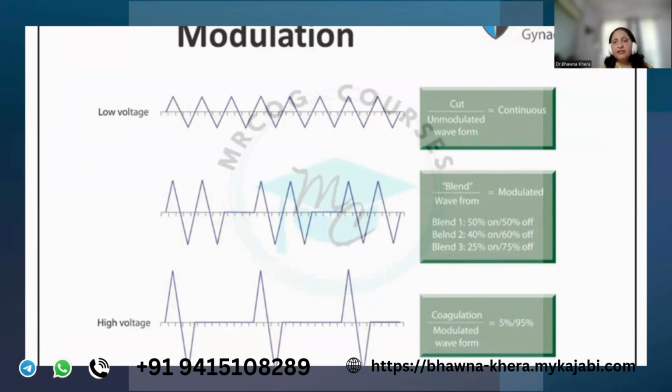Now, what happens in blend? Blend is cutting plus coagulation, right? So for cutting, you need continuous energy as well as modulated energy.